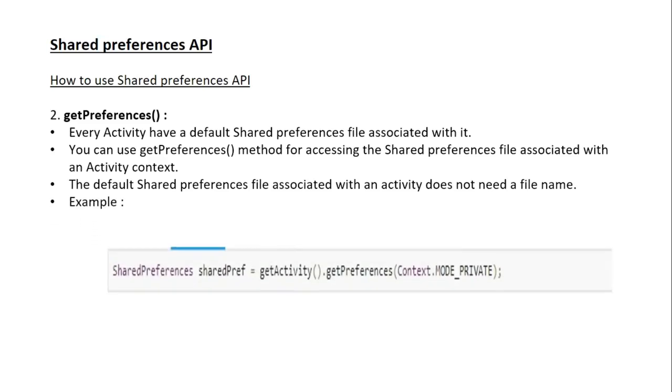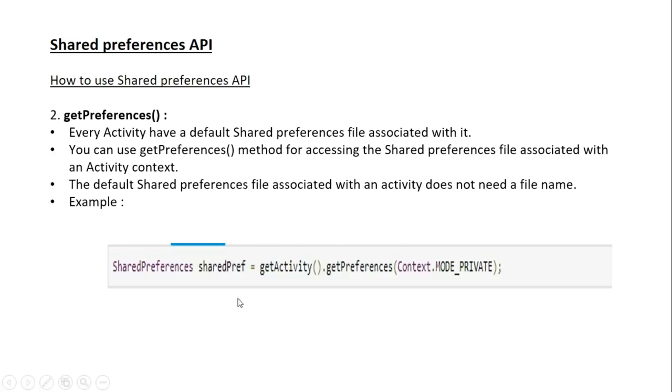Here is an example. Here we access the shared preferences available with an activity. First, create an object of shared preferences. Then, by using the context, we call the method getPreferences. Here there is no need to specify the file name. Instead, there is only one parameter, that is the opening mode.